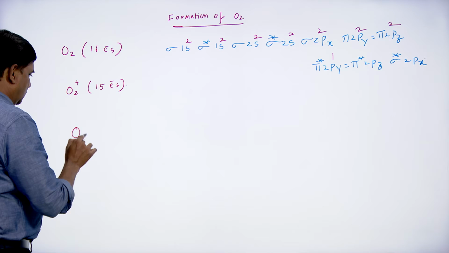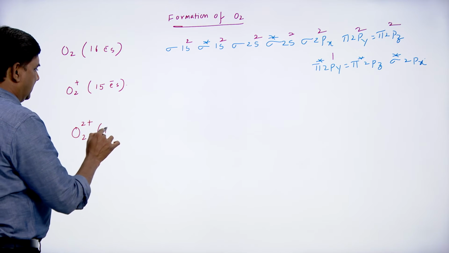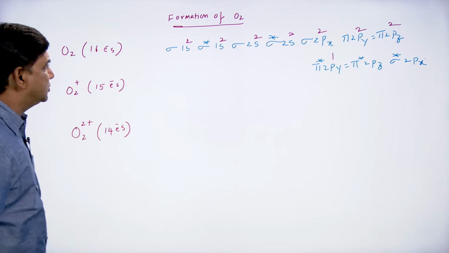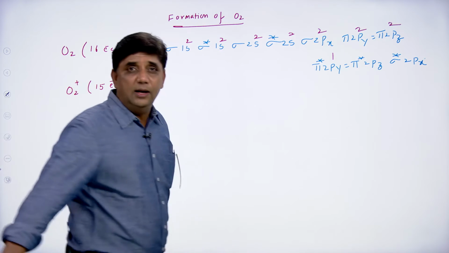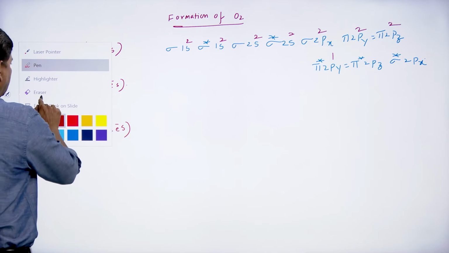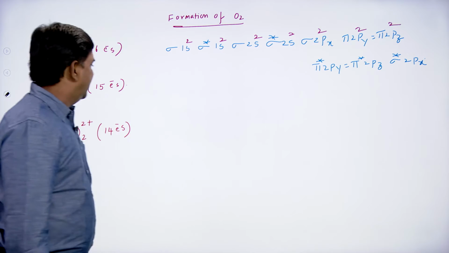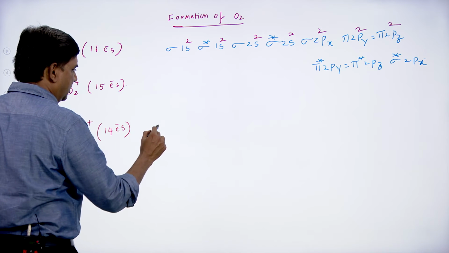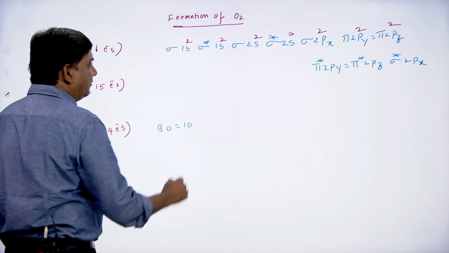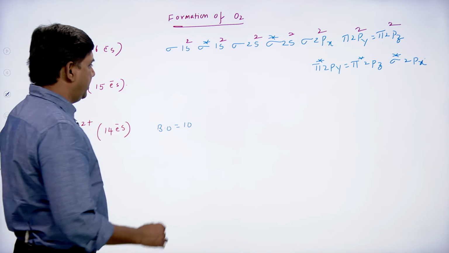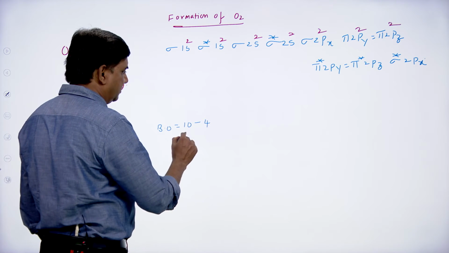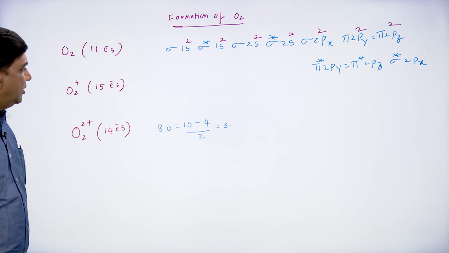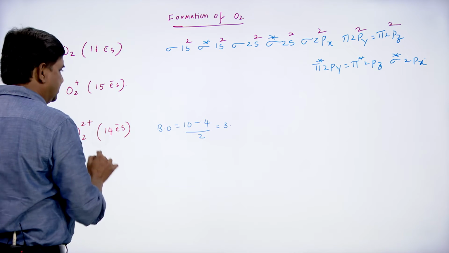O2 2 plus will contain 14 electrons. 14 electrons means one more electron will be lost from here. If one more electron is lost from there, then for O2 2 plus the bond order will be, there is no change in the number of bonding electrons, they are 10 only. Anti-bonding electrons are decreased by 2, therefore they become 4. So the bond order is 3. As the bond order is 3, that is diamagnetic in nature.